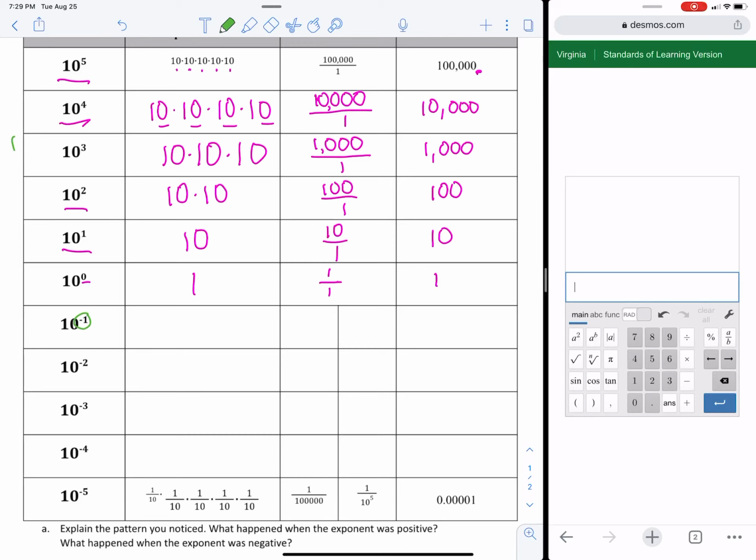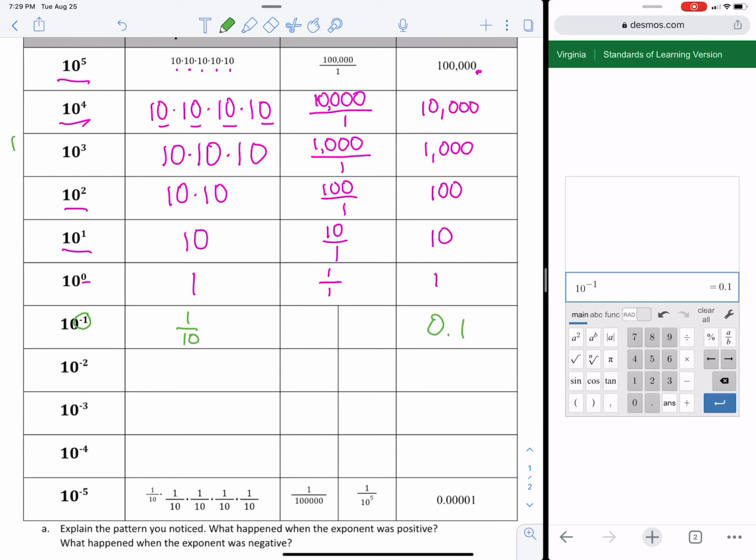So let's type that in the calculator. We're going to type in 10, hit the A to the B power button, and then type in negative 1. And that's going to give us 0.1 as our decimal. So if we think about 0.1 and read that with place value, that would be 1/10. So instead of multiplying by tens this time, we're going to multiply by 1/10.